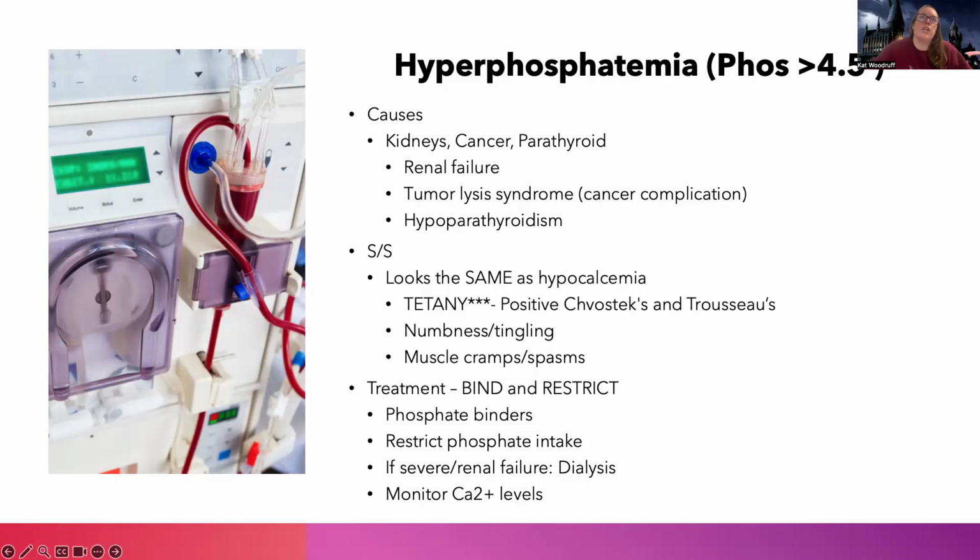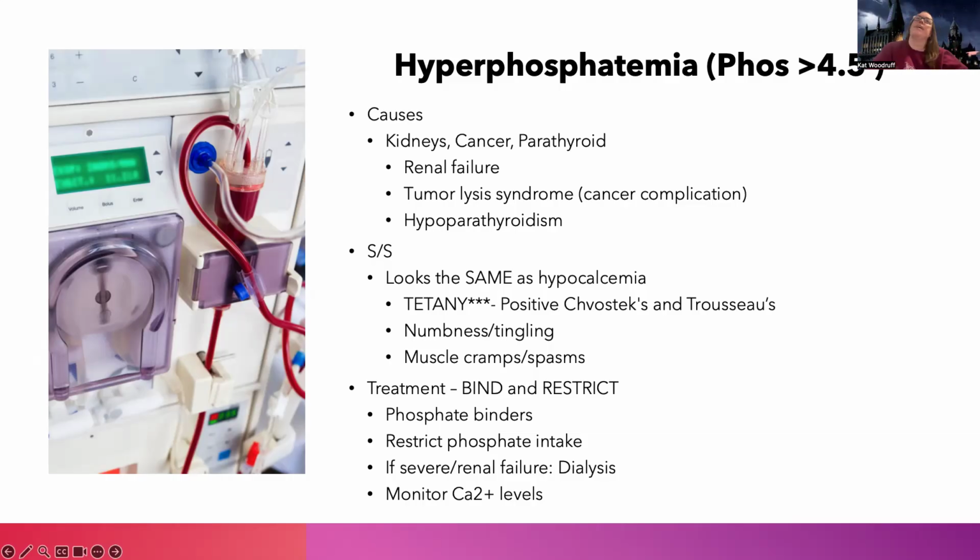So causes are kidneys, cancer, and parathyroid. Renal failure is going to be one of the most common causes for it. There's a cancer complication known as tumor lysis syndrome, where sometimes the tumor gets broken down, and your electrolytes get off as a result of what is let go from the tumor lysing.